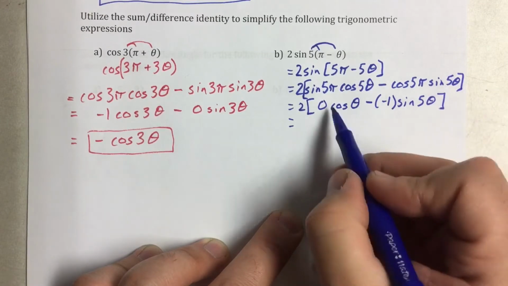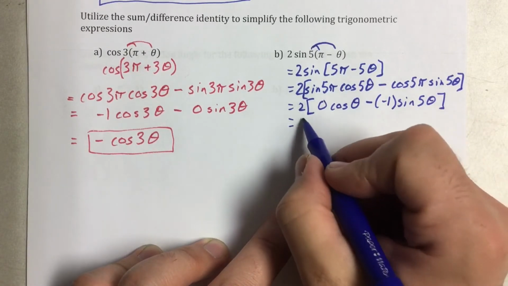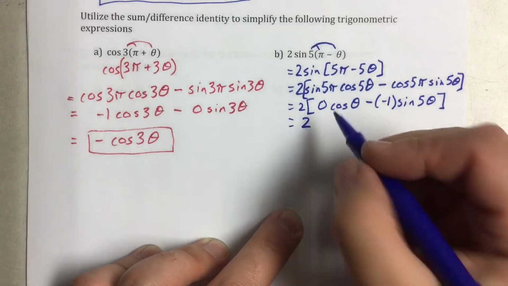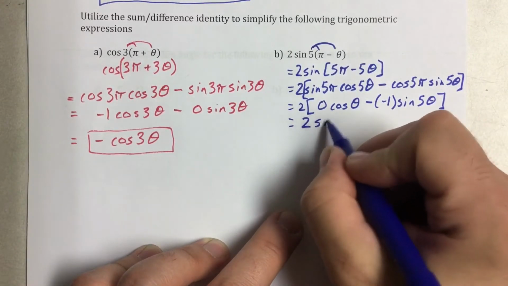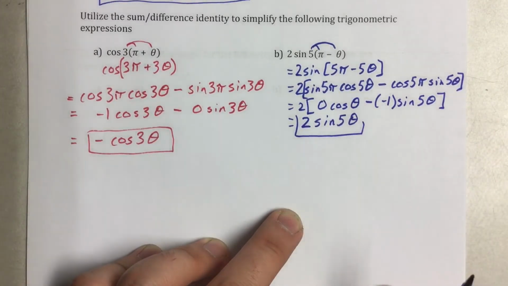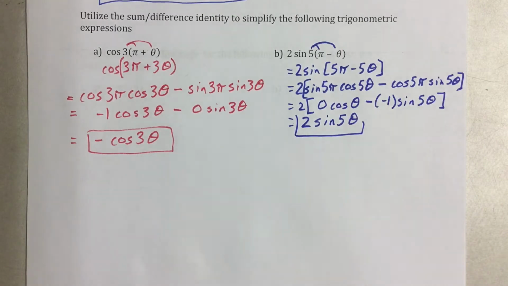All right, so this front term goes away, giving us 2. The minus and the -1 turns to addition, or just a positive, sine of 5 theta. And there we go. So really the key thing with this identity is knowing what the identity is and entering the identity, and from there you're just simplifying.